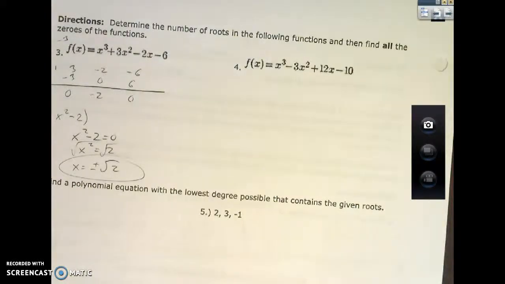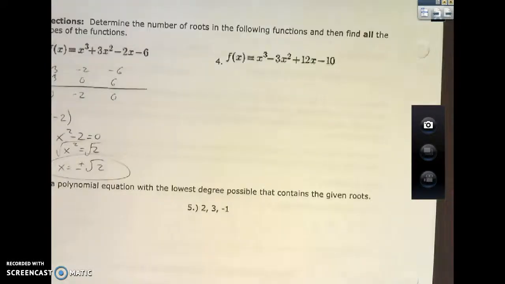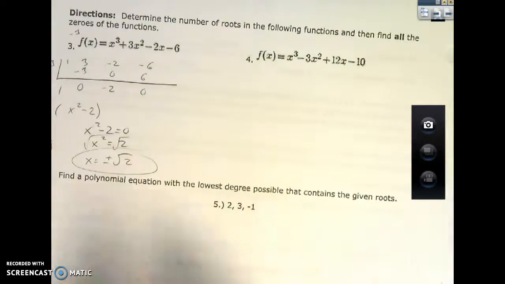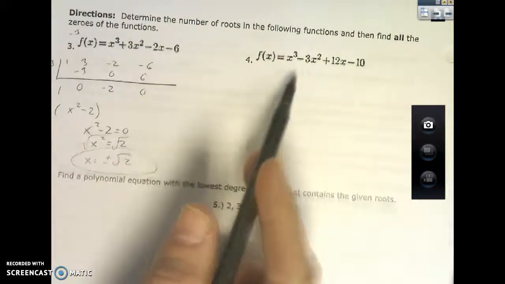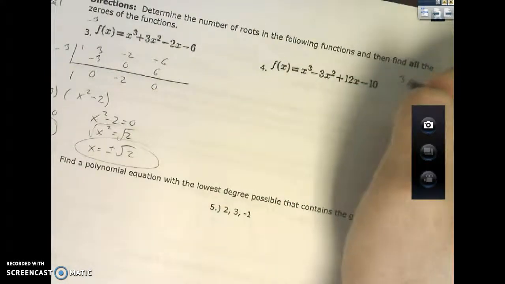We are on the back page here, number 4, and we'll keep things rolling. Determine the number of roots in the following functions, then find all the possible zeros of the function. There are 3 possible roots. Okay, so 3 possible roots.